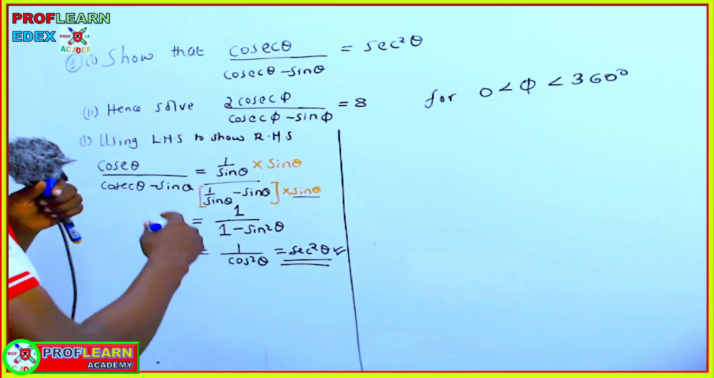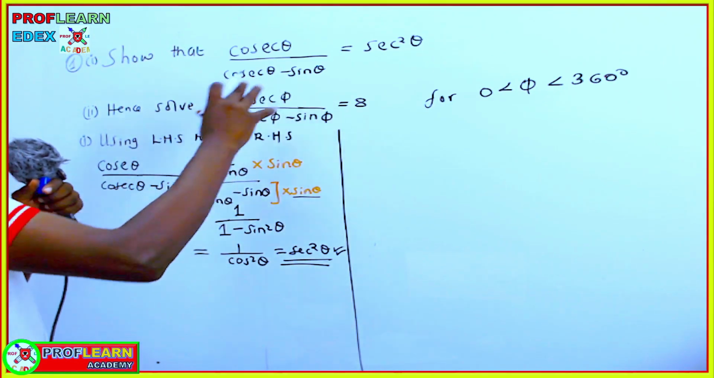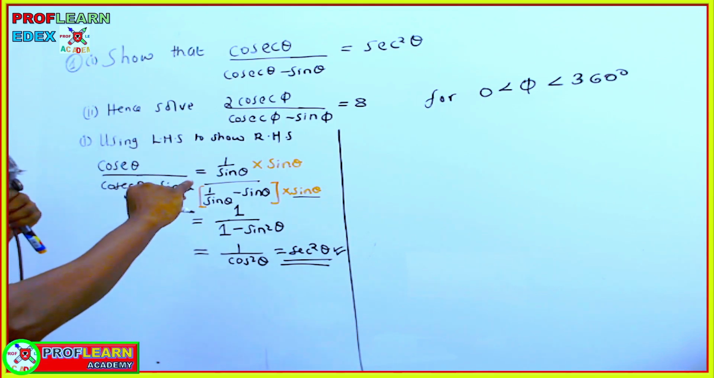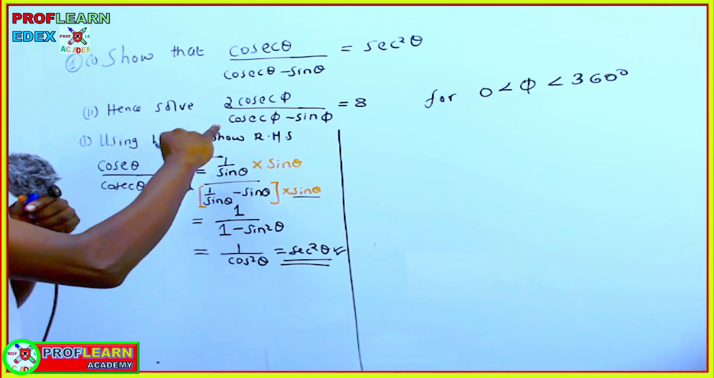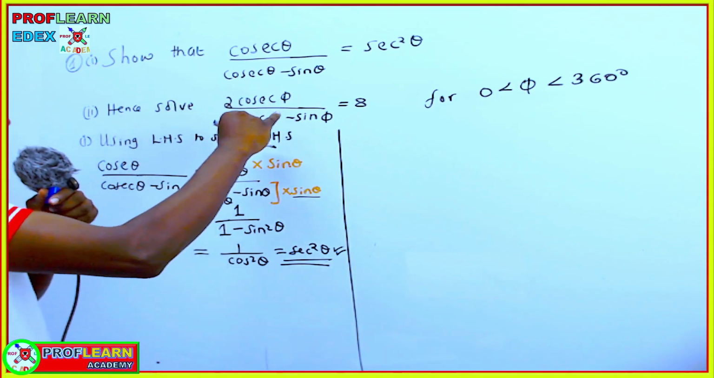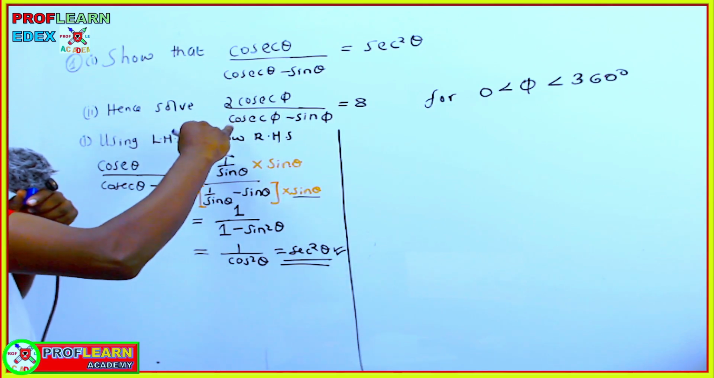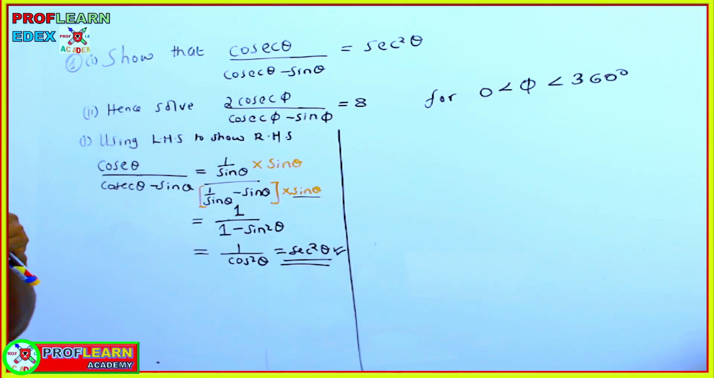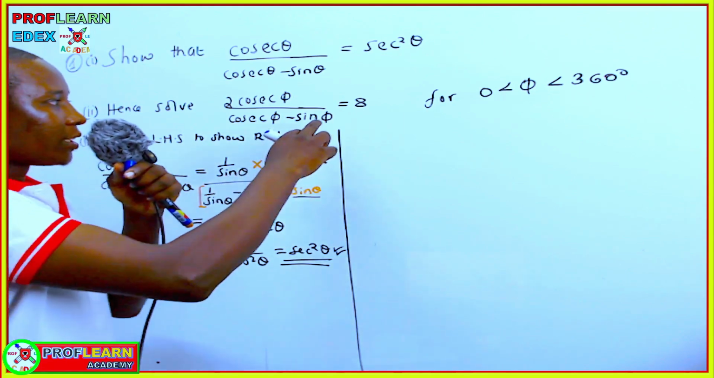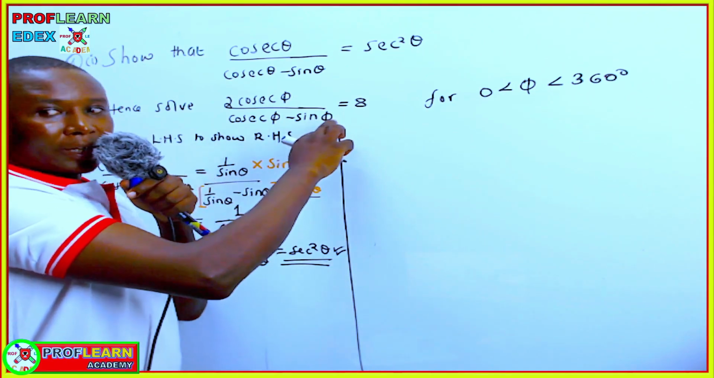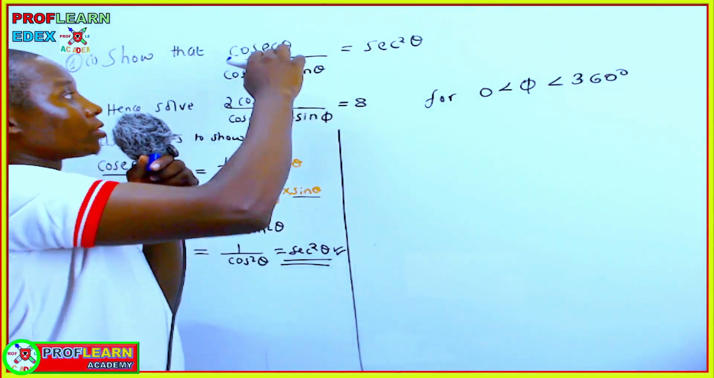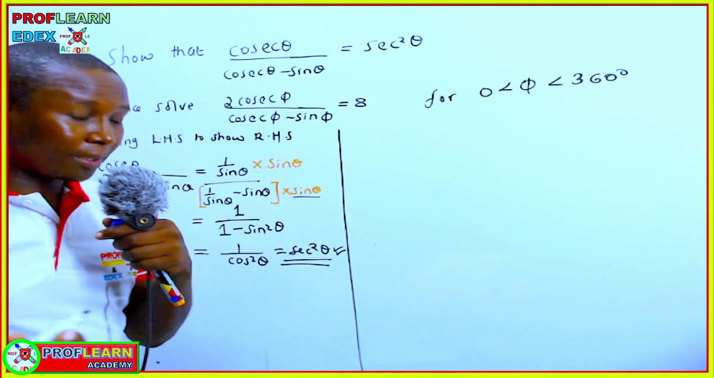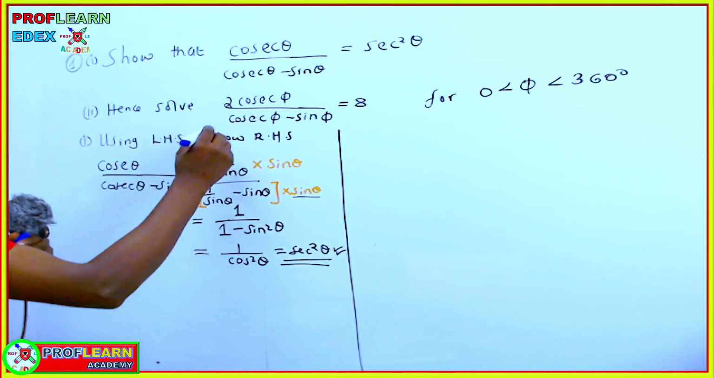Now, you are told, hence solve this: 2 cosec phi over cosec phi minus sine phi equals 8. So basically here, even if they're using a different angle, here they used phi and there they used theta, it's still the same thing. We can also divide.